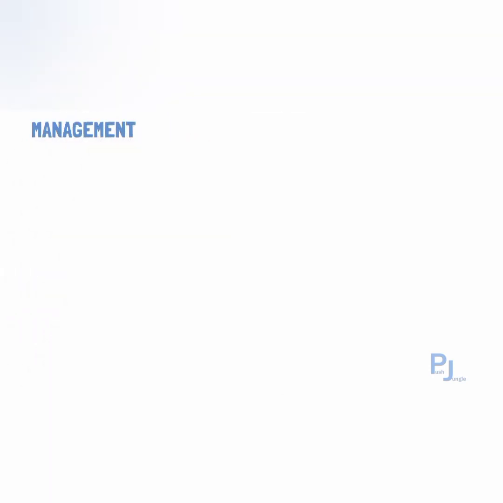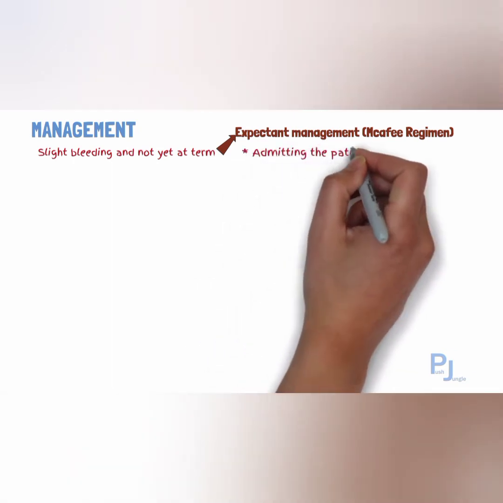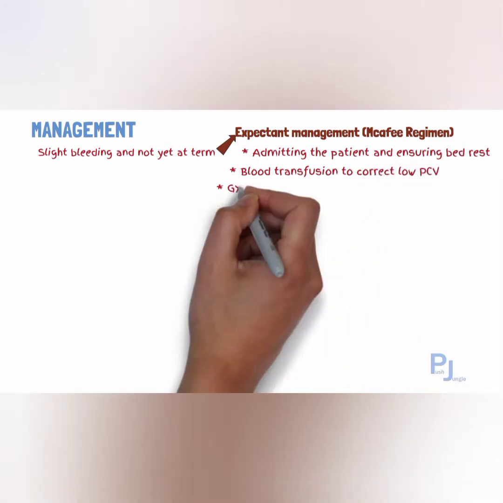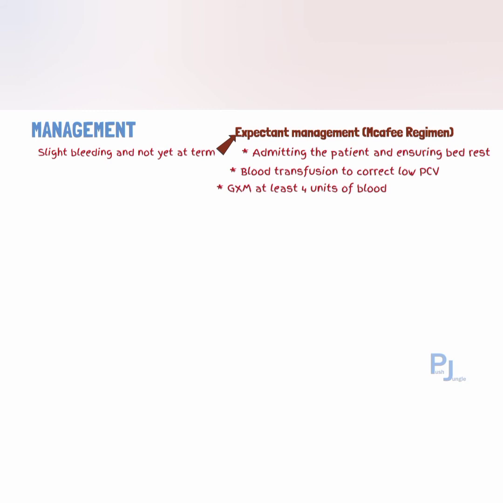Management: if the bleeding is slight and the pregnancy is not term, expectant management is done. This is also called McAfee regimen. McAfee regimen is an expectant management done to support the woman to carry the pregnancy to term, or to as close as possible to term. This involves admitting the patient and ensuring bed rest, blood transfusion to correct low packed cell volume, grouping and cross-match of 4 units of blood.